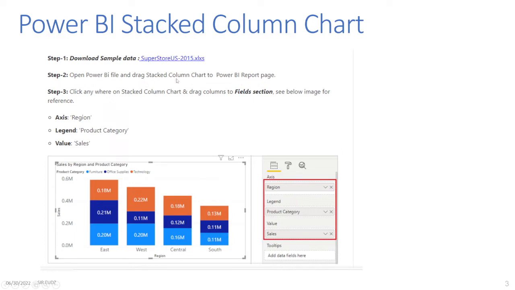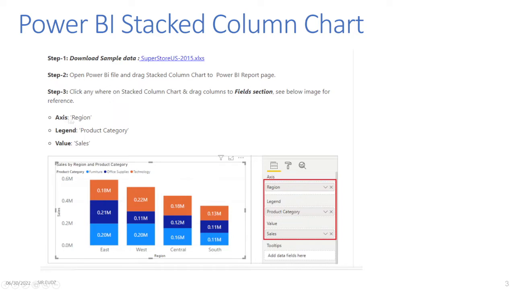So we drag the stack column chart. Then click anywhere on the stack column chart and drag columns to the field section. So you have to click here, and then on the field section we have to drag the columns. See below image for reference.